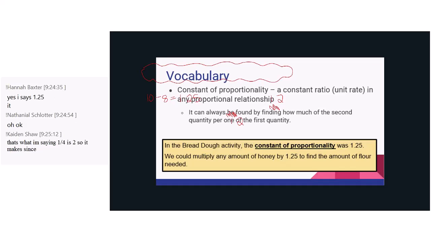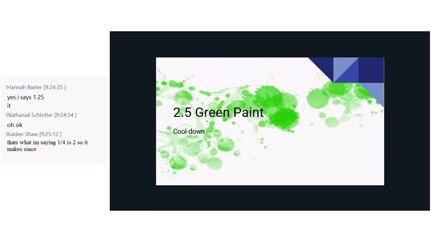Constant of proportionality. You're going to hear me say this term a lot. Oftentimes when I go to write it, I get lazy and I write it like this. Looks like the word cop, capital C, lowercase o, capital P. Constant of proportionality. You'll see me do that.